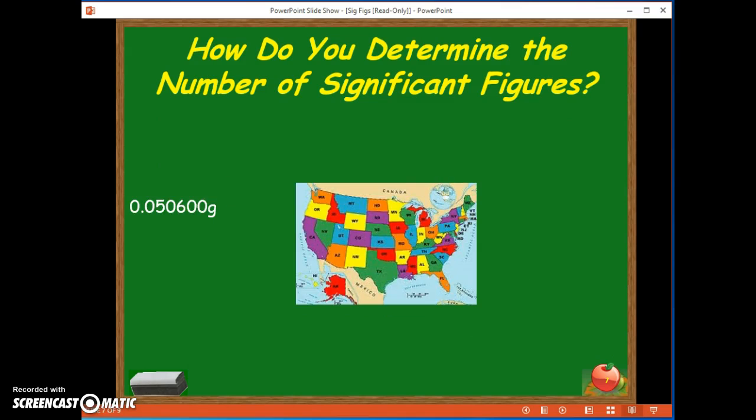I'm going to place this one, 0.050600 grams, on the left side because I see a decimal, and if you look at the number, you can see a decimal right there. If you don't see a decimal, like in 600 milliliters, you're going to place that one on the right side. So at the bottom of your page, there are 4 more numbers. I want you to place them on the left or the right based on whether or not you see a decimal. I'll give you 30 seconds.